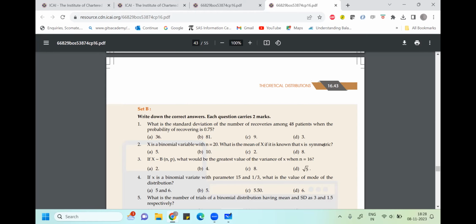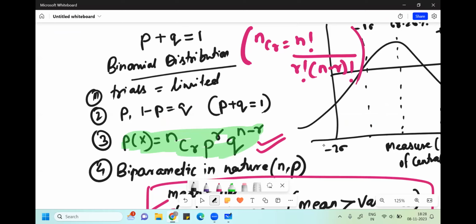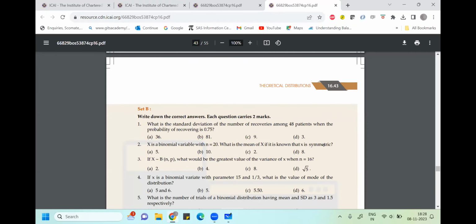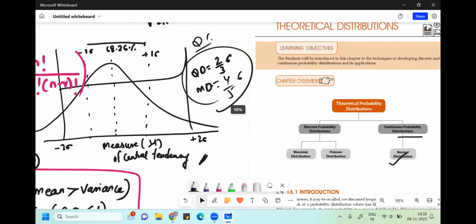Question number 3, when your distribution is symmetrical, that time only you will get a maximum variance. And the formula of maximum variance is n by 4. If n is 16, then your maximum variance would be 4. Question number 2 and 3, clear everyone? Anyone have any doubt?